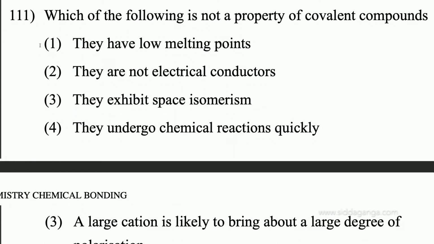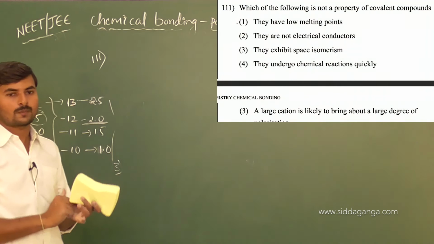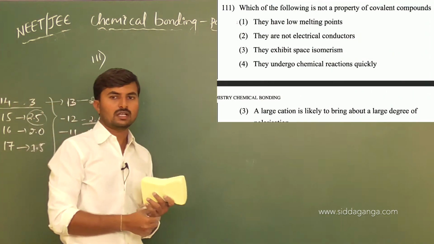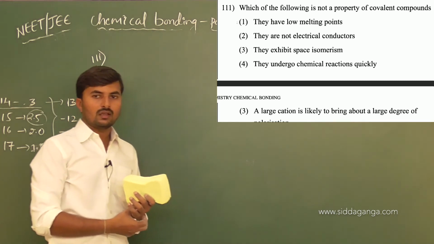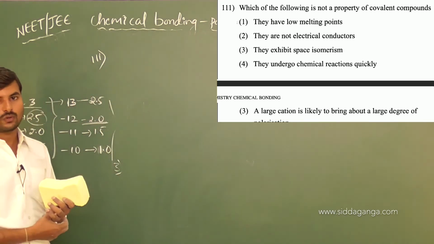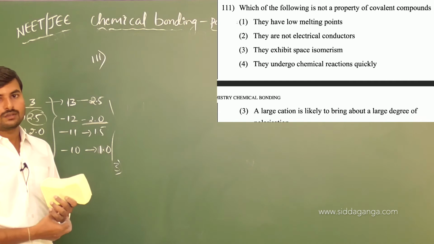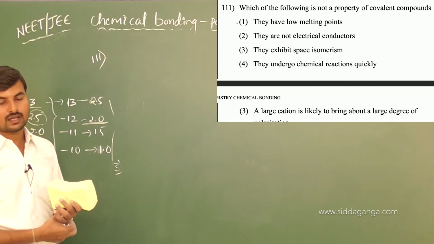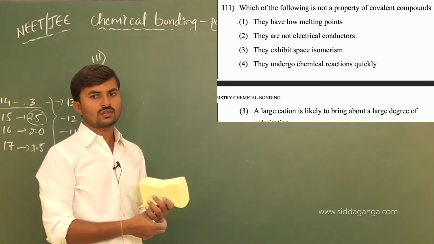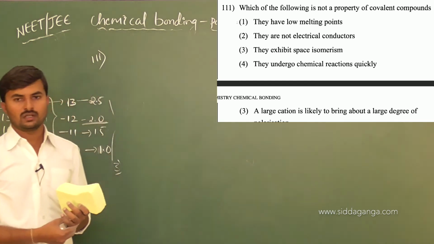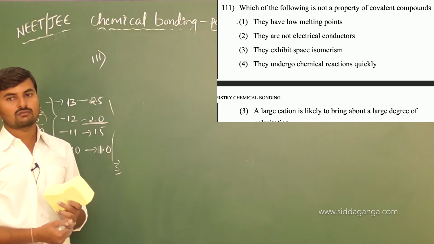So the next question, that is, which of the following is not a property of covalent compounds? So what are the properties of covalent compounds? Okay, the very first option, that is they have low melting points. Okay, they have low melting points, followed by they are not electrical conductors, followed by they exhibit space isomerism, and the last one, they undergo chemical reactions quickly.